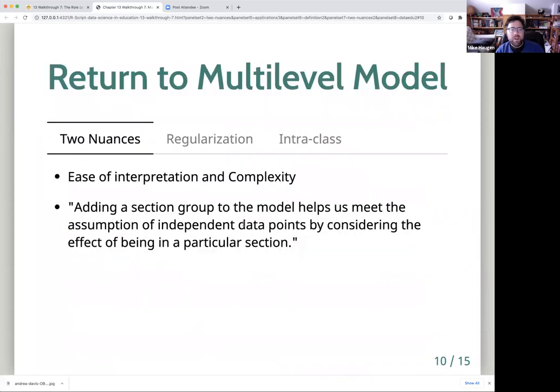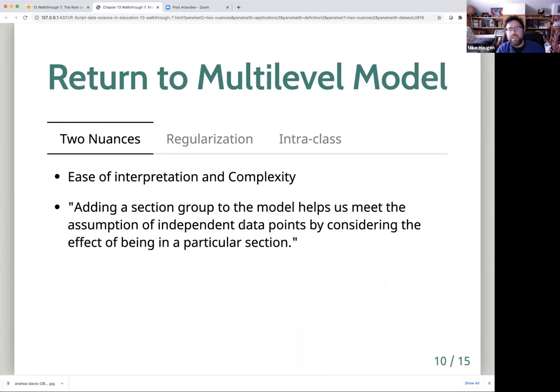So, returning to the multi-level model, the theory behind it. The book really goes over the fact that some of the underlying statistics and concepts can be hard to grasp, but some of the actual application can be pretty straightforward.